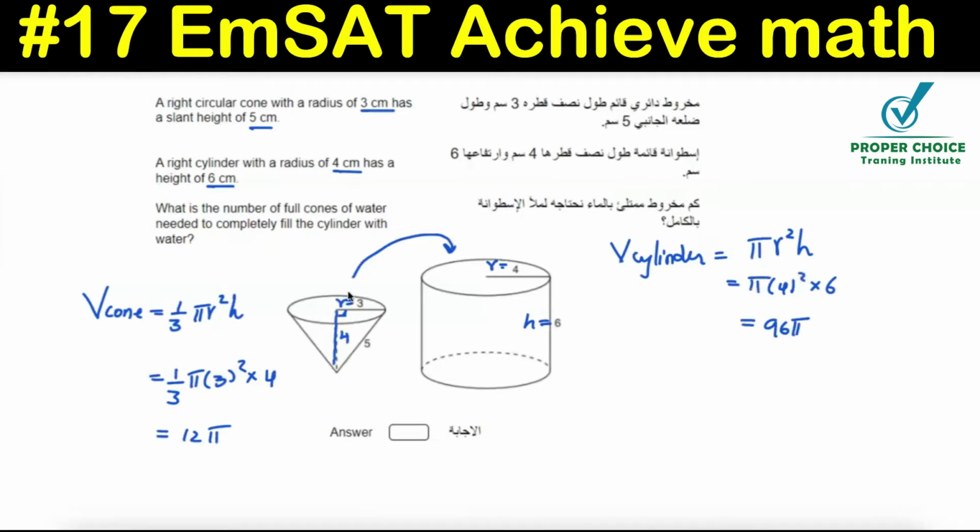The question is, how many cones can be put in so that the cylinder gets filled up? To know the number of cones, you have to do the volume of the cylinder divided by the volume of the cone. So if you divide 96 pi by 12 pi, the result is going to be 8. So we say that 8 cones of water should be put in the cylinder to make it full. So the answer to this one is 8.